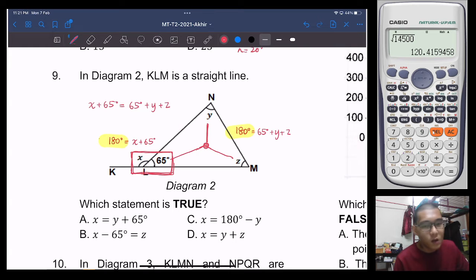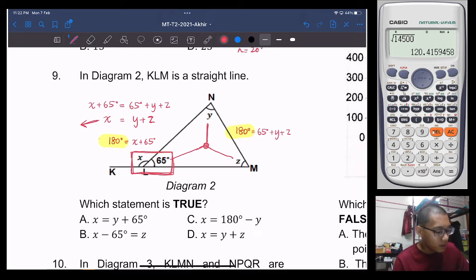And since we have the same size of angle, 65 degrees, we can eliminate this 65 degrees by minus 65 for both sides. So we have x left, and y and z. Now we can see the relationship between them is x equal to y plus z. So what is the property for this? What's the meaning of these properties? What does the x stand for?